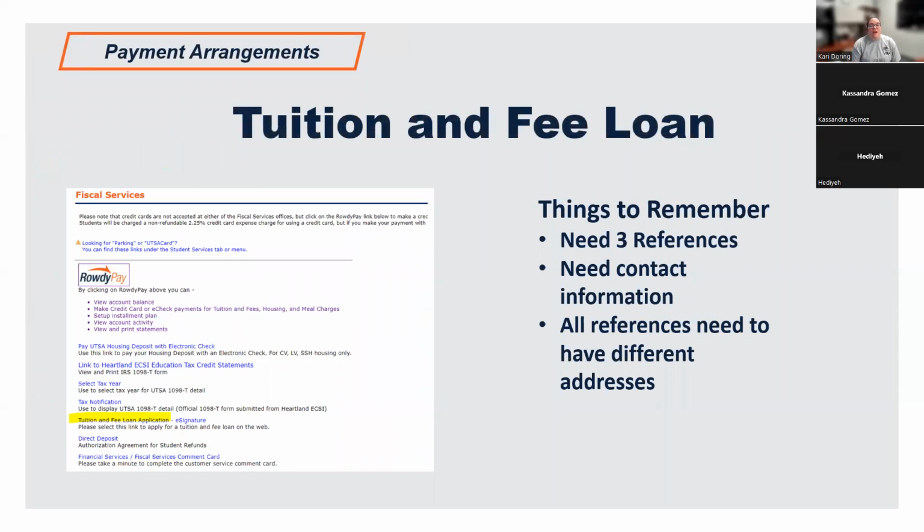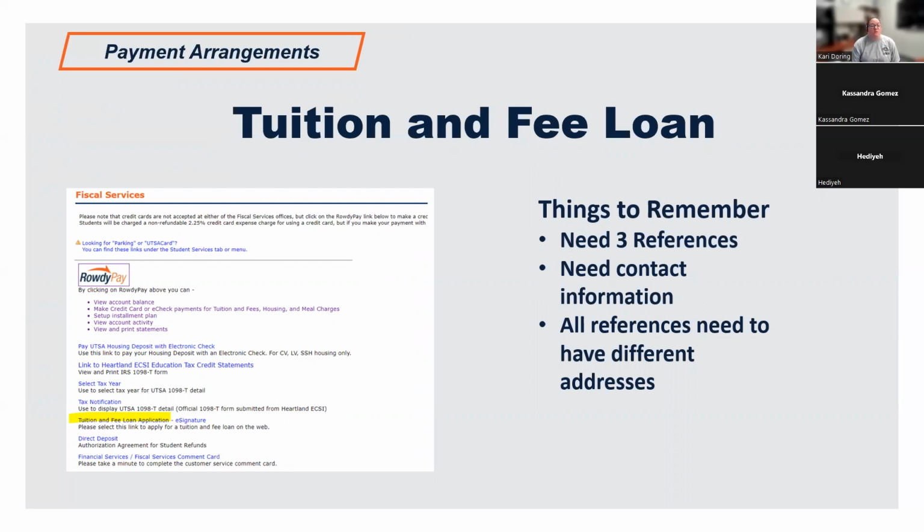The most used option here lately is the tuition and fee loan. What this does is essentially say, hey, I'm waiting to either make payment or I'm waiting for financial aid to come in, so give me some time. It pushes your payment to the end of the semester. I know it says tuition and fee loan, and typically they have interest associated with this, but we have waived the interest for spring semester.